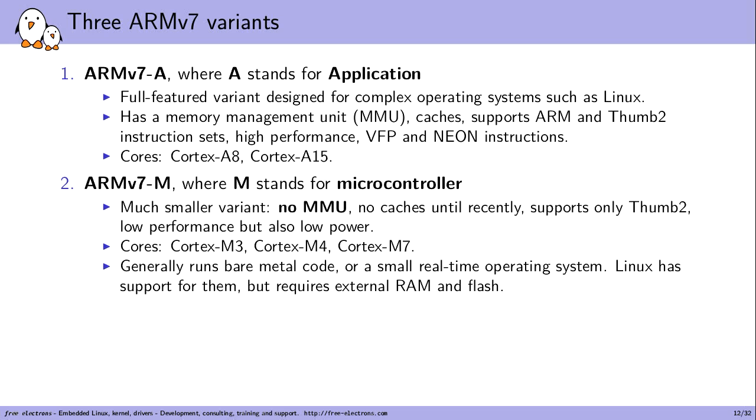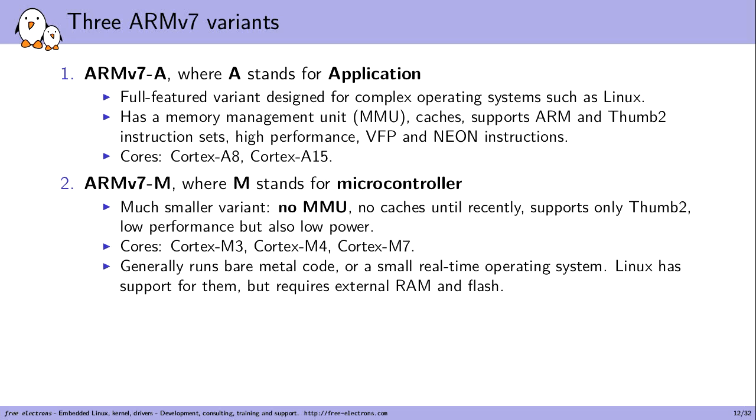And for example, Cortex-M3, M4, M7 are implementations of ARMv7M. So it's a smaller variant. It doesn't have any memory management unit. There are no caches in M3 and M4. It was added in M7. It supports only Thumb2. It is indeed lower performance, but also lower power.